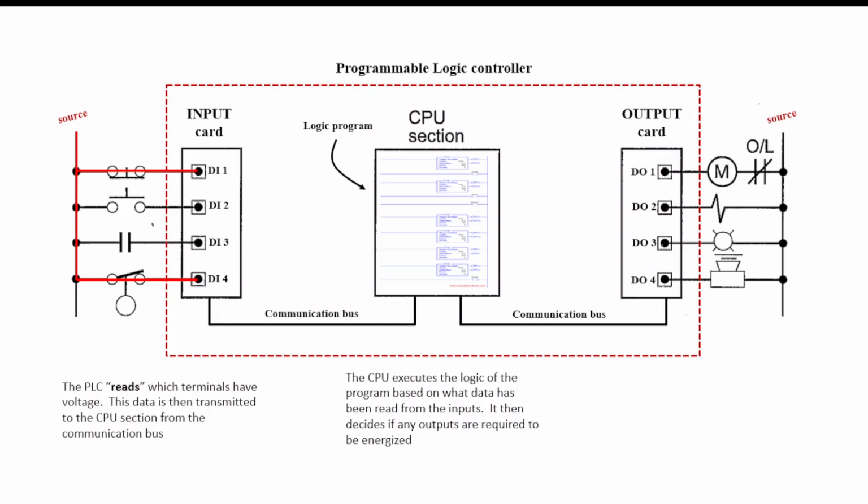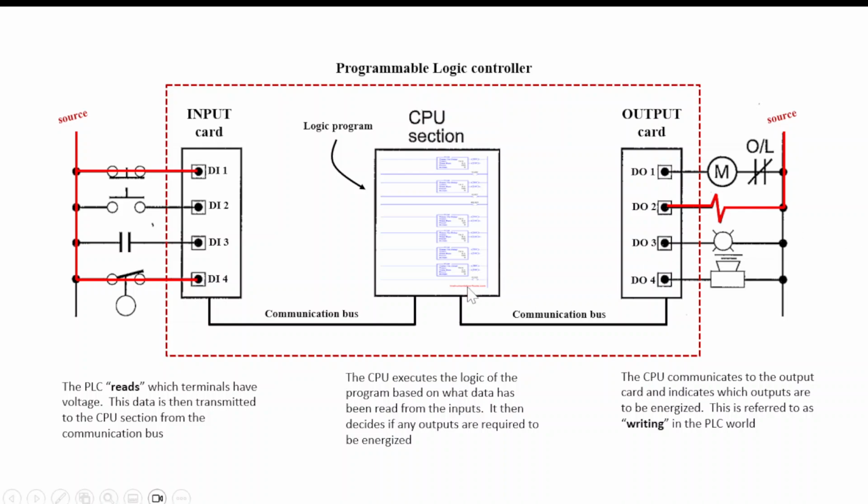The CPU will then execute the logic of the program based on what data has been read from the inputs. It then decides if any outputs are required to be energized. If so, it will communicate that through the communication bus, and it will then energize by applying its own voltage or a voltage from a source to discrete output 2 in order to energize that load, and then the return path to the source. So the CPU communicates to the output card and indicates which outputs are to be energized. This is referred to as writing in the PLC world.